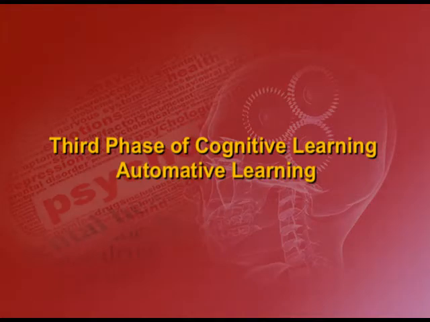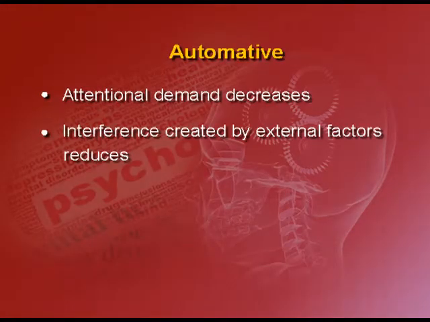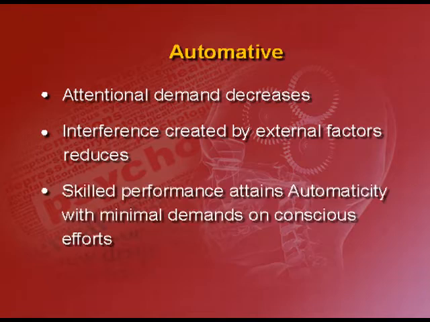The third phase of skill learning is the automatic phase. This is the phase where subsequent practice sessions lead to acquiring of a skill to such an extent that conscious effort decreases to the minimal, where automatically people are able to do the things that they were learning during the first two phases. Specific features of the automatic phase are: attentional demand decreases, the interference created by external factors reduces, and skilled performance gets attained with minimal demands on your conscious efforts.